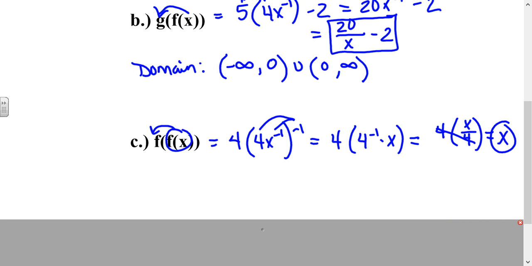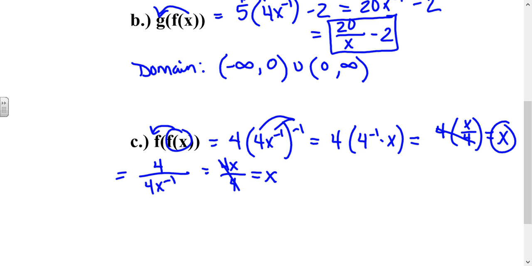Okay, so another way you could work it out would be if you take this whole thing and you put it on the bottom first. So then I would have 4 over 4x to the negative first. And then I would have to bring this x up to the top. So I'd have 4x over 4, which still just equals x. So either way, you get the same thing. So you can work it out however you'd like. But basically, if I get x as the answer, I'm using f of x.